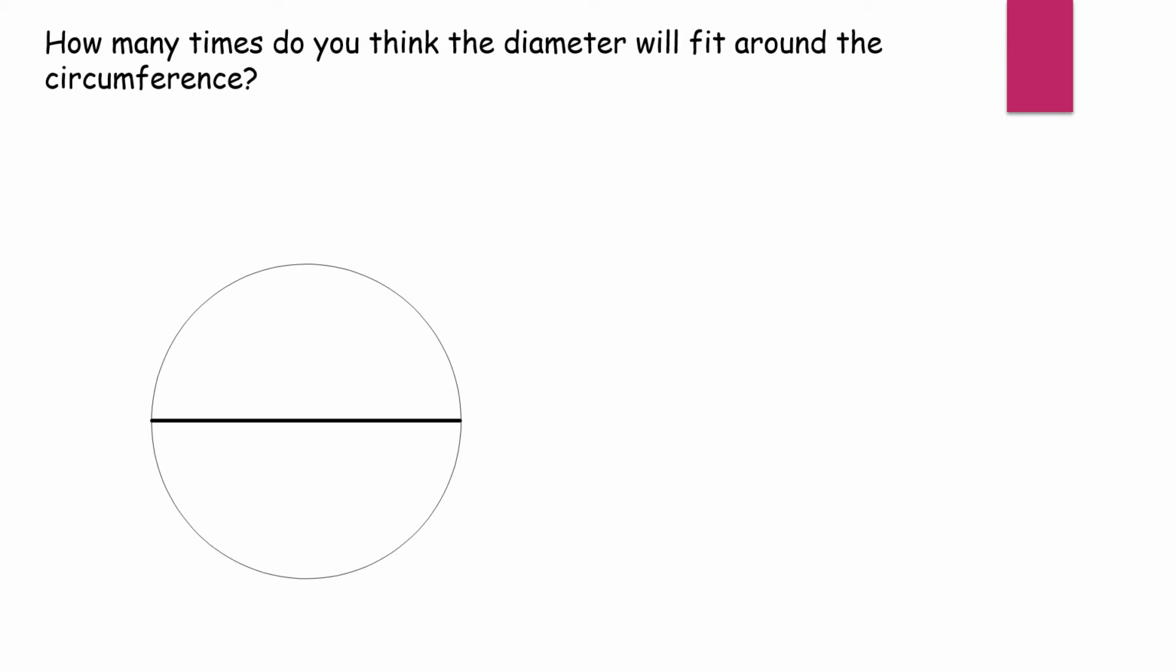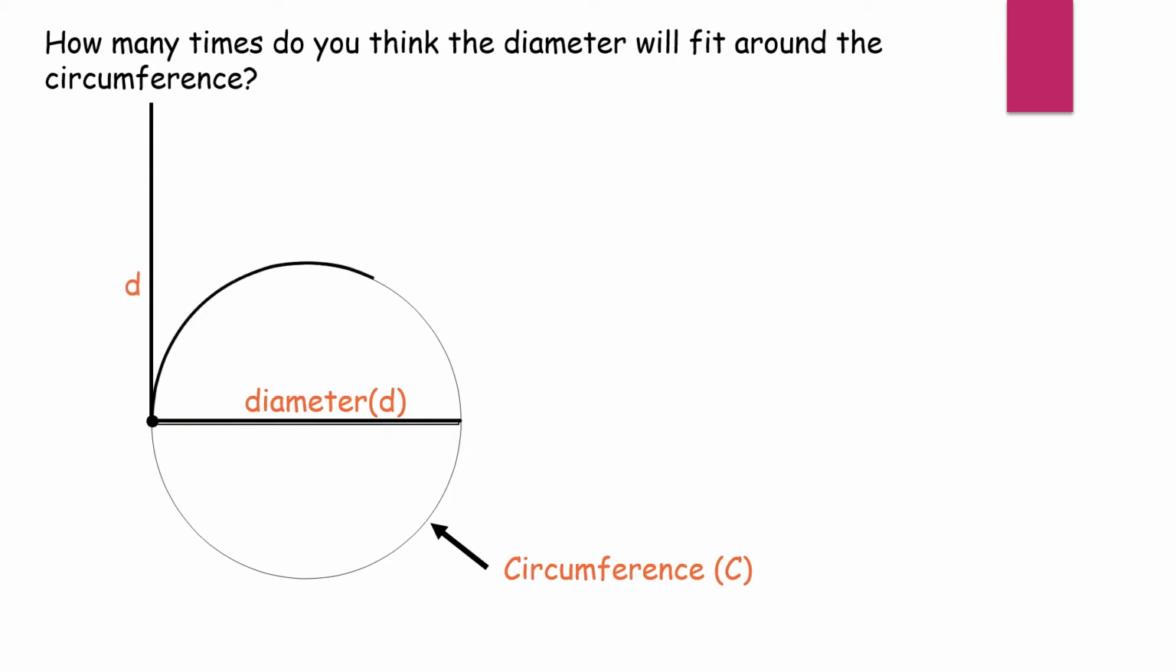So how many times do you think the diameter will fit around the circumference? So we've got our diameter going from one side of our circumference to the other through the center of the circle. If we take that up and we curve it round once, twice, 3 times, and you can see that there's a little bit left over. So we can say that the circumference is 3 and a bit times the diameter, and that's an approximate value.